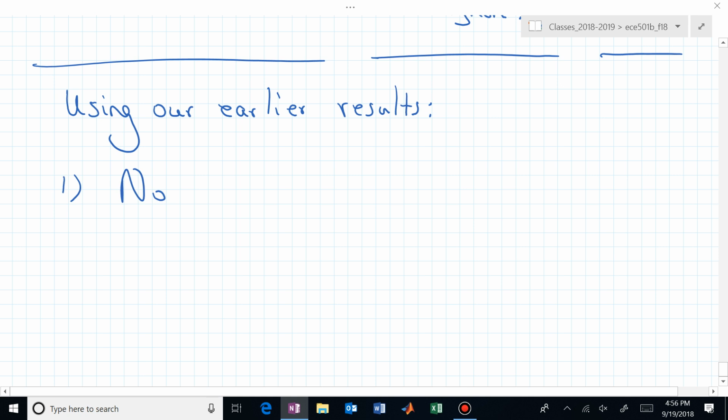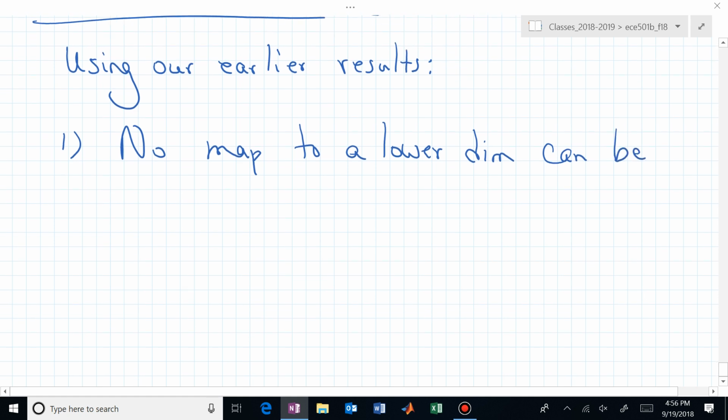We had one result that said no map to a lower dimension can be what? Injective. Which is corollary 23 in chapter 3.